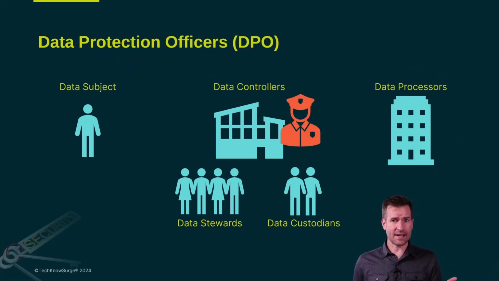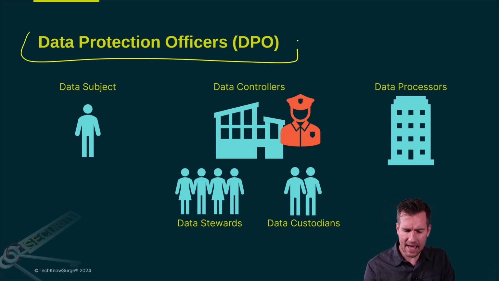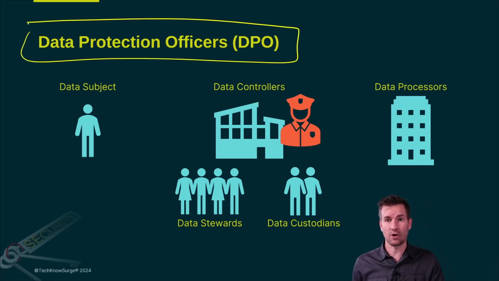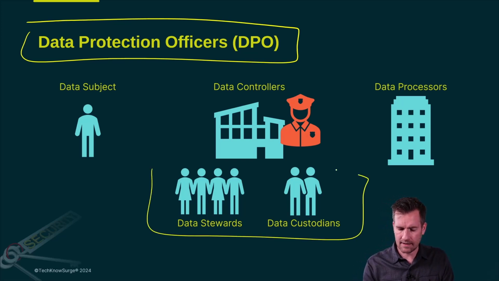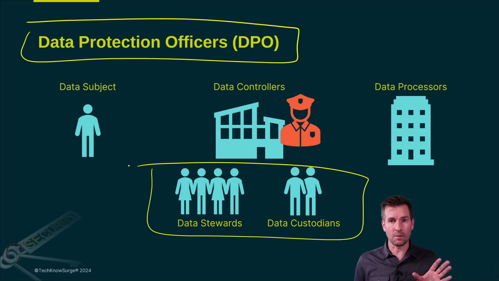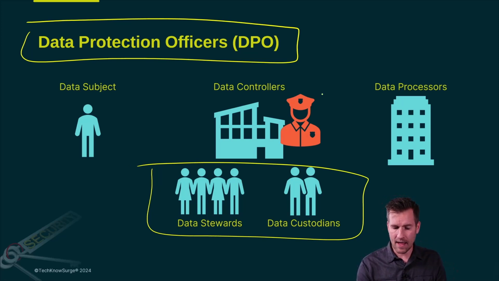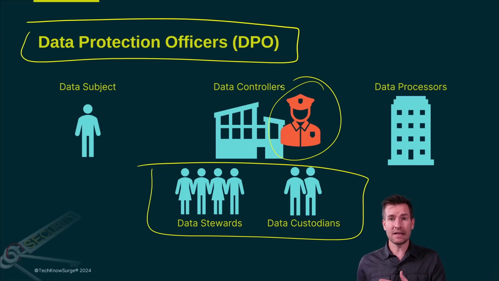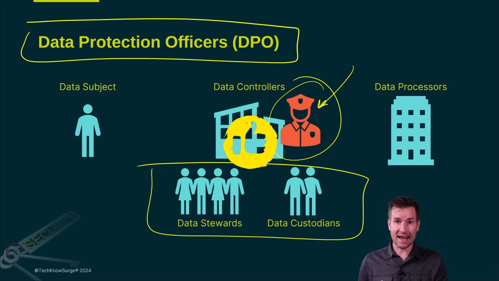Some of these laws and regulations also define other roles as well. For instance, GDPR requires that a company have a data protection officer, or a DPO. Now, the problem is that data stewards and data custodians could be a team of people. But what they want is a single person that will be held accountable if the company is doing things illegally. So this person, the data protection officer, is legally responsible for the maintenance of protecting the data within the company.